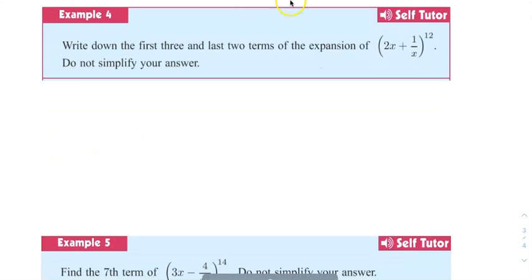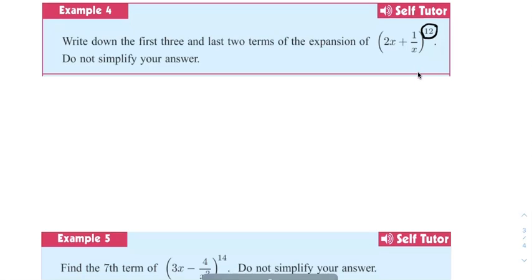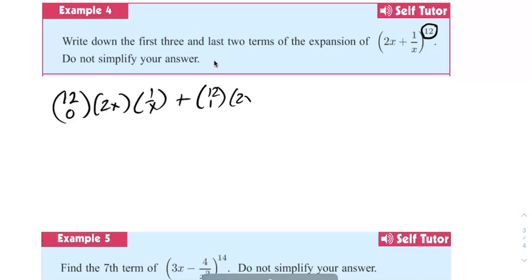Next one. Now we get to more difficult ones. Write down the first three and the last 2 terms of this expansion. They don't want us to simplify. So let's talk about how you simplify this expansion. So let's look at this. It's to the 12th power, but that's not what's interesting about it. What's interesting is the second term is 1 over x. Doesn't matter though. So start the same way. Let's do the first term. First term is 12, 0. Second term. They want the first 3, so plus 12, 1. 12, 2. So those are my first 3 terms.